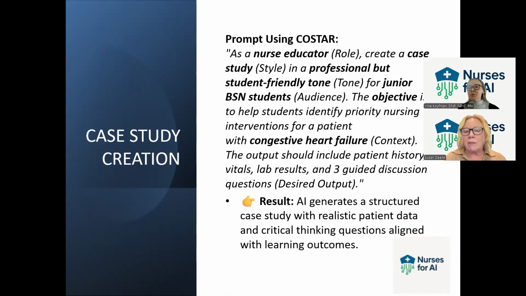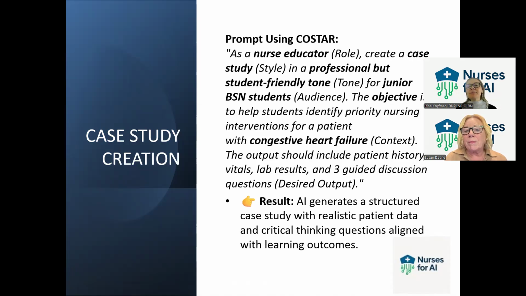This is the class, with the name that we have. So the more you give, the better AI understands. The objective is to help students identify priority nursing interventions for a patient with congestive heart failure. So that's your context. Like, what is it that you want AI to do? It's a case study for a CHF patient, for nursing students, so the nursing student can prioritize interventions.